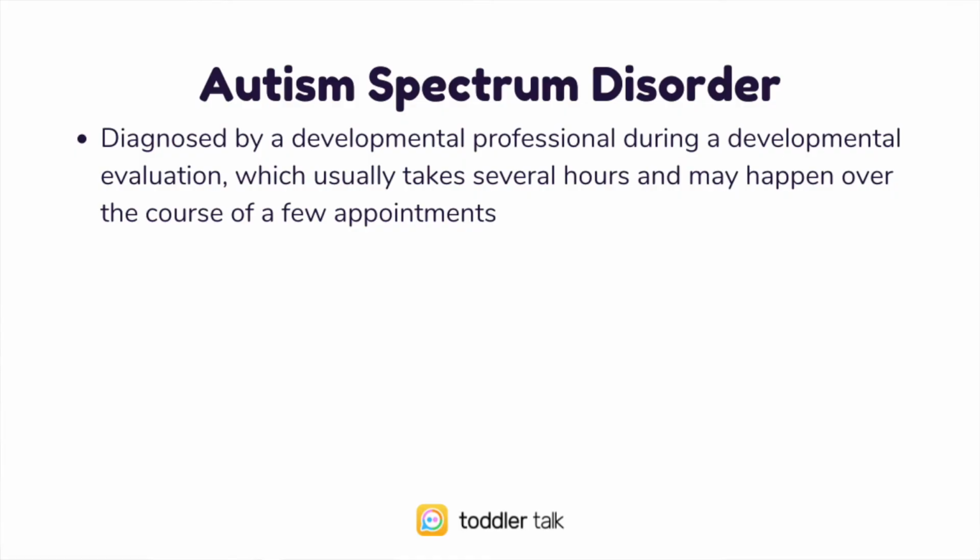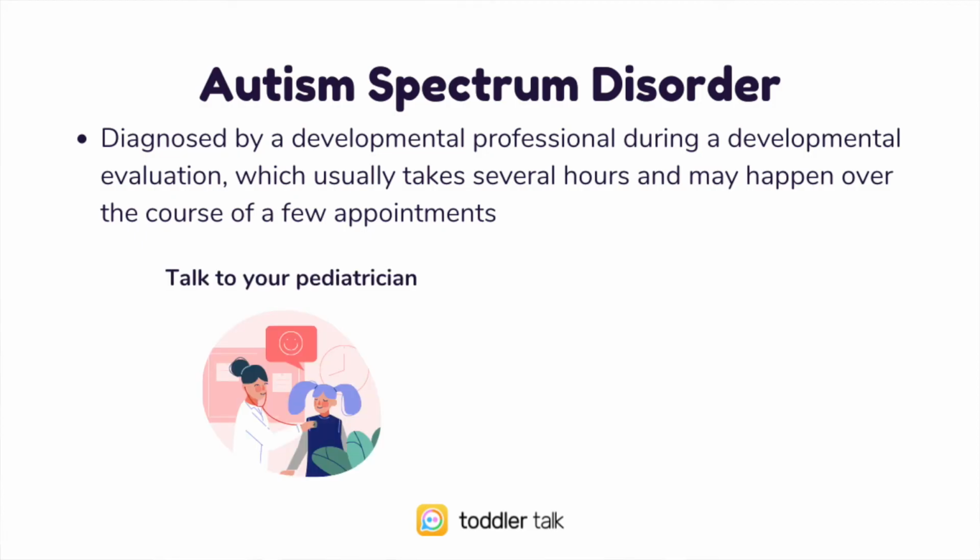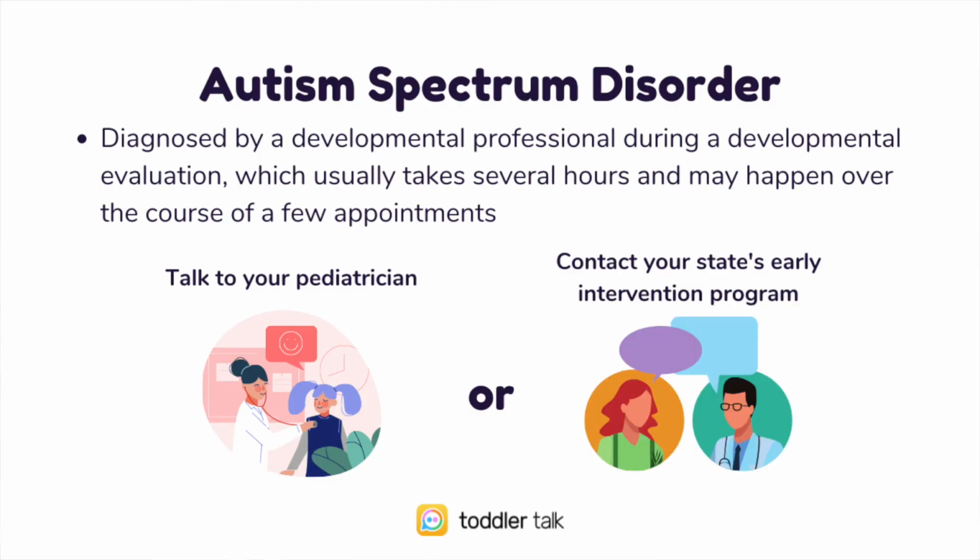A developmental evaluation would be scheduled to explore if your child qualifies for an autism diagnosis. This evaluation usually takes several hours and might happen over the course of a few appointments. In order to set up a developmental evaluation, you can also talk to your pediatrician to go through your insurance or call your state's early intervention program, which also offers these evaluations.